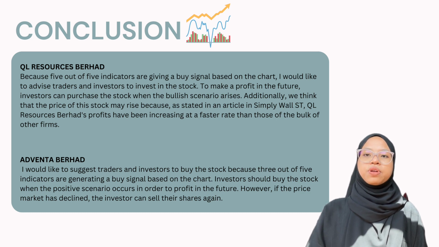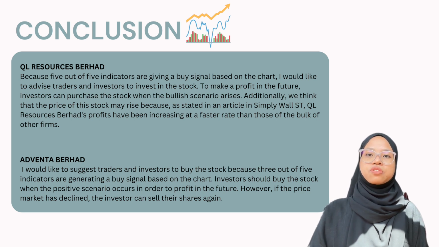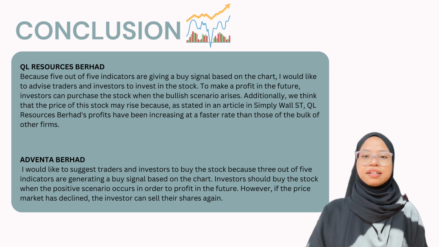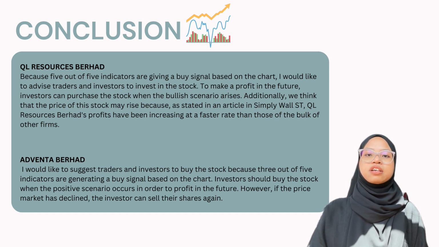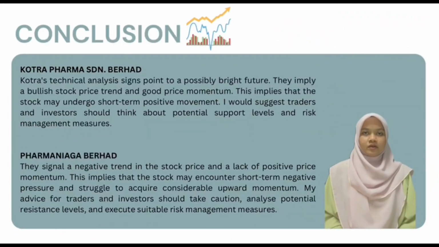Next, Advanta per head. I would like to suggest the traders and investors to buy the stock because 3 out of 5 indicators are generating a buy signal based on the chart. An investor should buy the stock when the positive scenario occurs in order to profit in the future. However, if the market price has declined, the investor can sell their shares again. For the conclusion, for KOTA Pharma Senja Berhad, its technical analysis signs point to a possibly bright future.